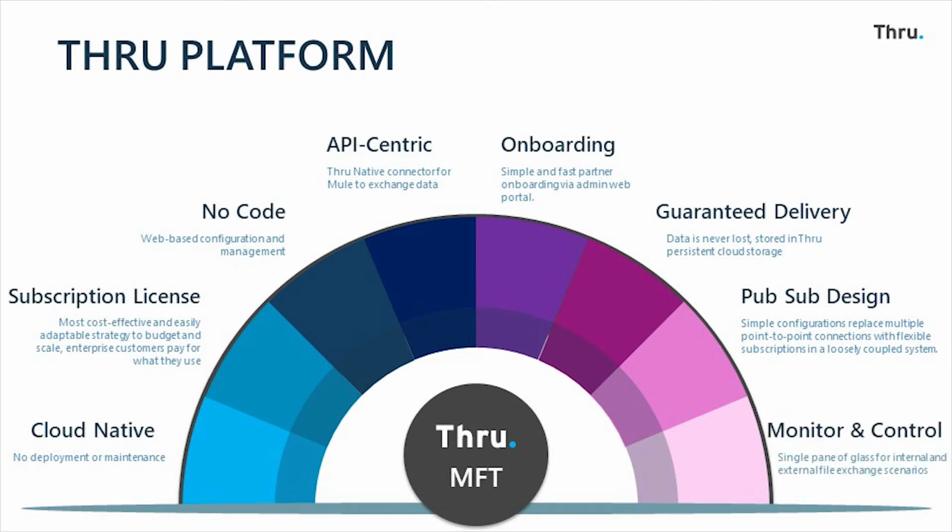Monitoring and control. Thru provides single pane of glass in the web portal for internal and external file exchange scenarios. Internal file exchange means that files are sent between the servers inside the enterprise without leaving the enterprise firewall. But orchestration and reporting is managed via Thru cloud portal. Also, Thru dashboards allow stop and start control of file flows, organizations, or files, file transfers, without any downtime.